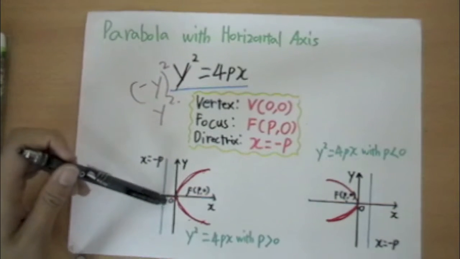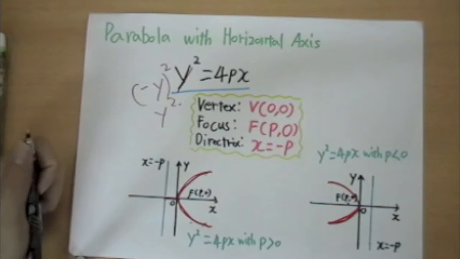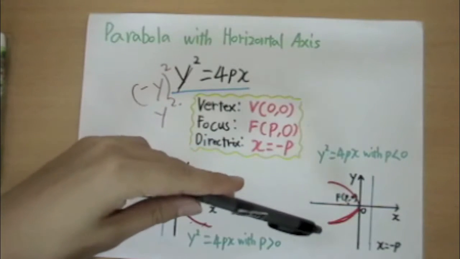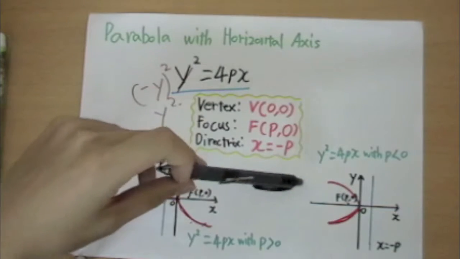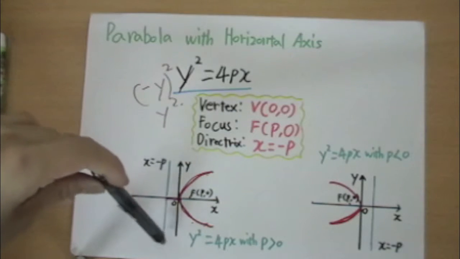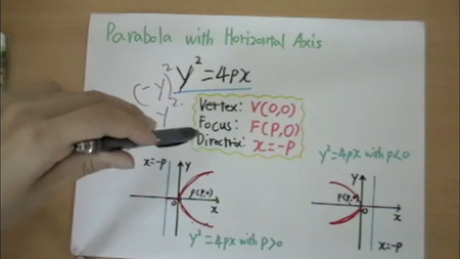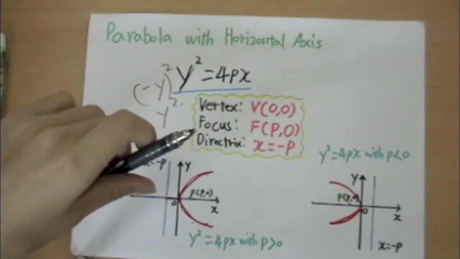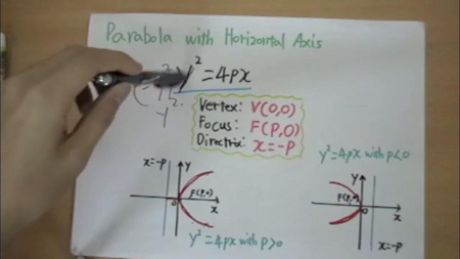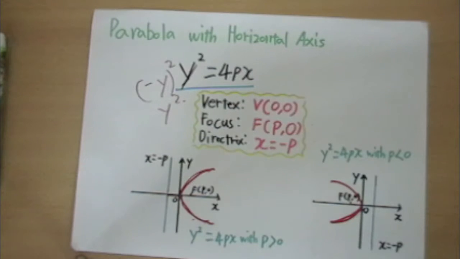As you can see, the parabola opens to the right if p is greater than 0. And in this graph, the parabola opens to the left if p is smaller than 0. Same as before, the F stands for focus, and this blue line is the directrix. These graphs are symmetric because even though there is a negative value in y, as long as you square it, it's always positive.